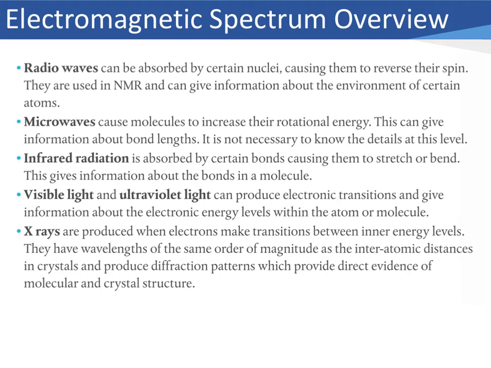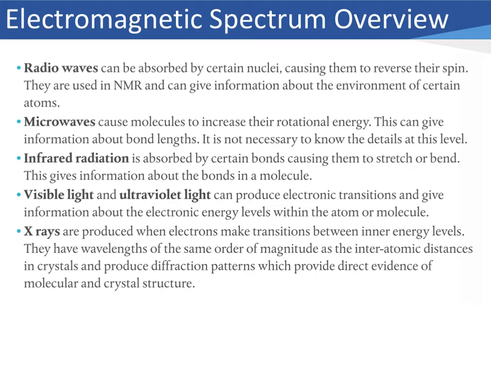So, radio waves can be absorbed by certain nuclei, causing them to reverse their spin. And now we're talking about something that's a bit new. Details, again, of the operating principles are not required, just a little bit of background. These radio waves can be used in NMR and can give information about the chemical environment of certain atoms. We'll focus on hydrogen. Microwaves cause molecules to increase their rotational energy, and this can give information about bond length. We're not going to focus on microwaves too much.